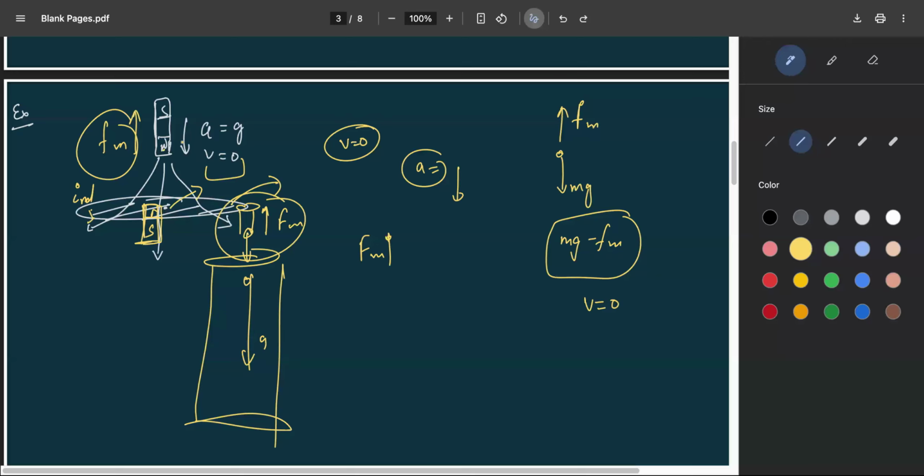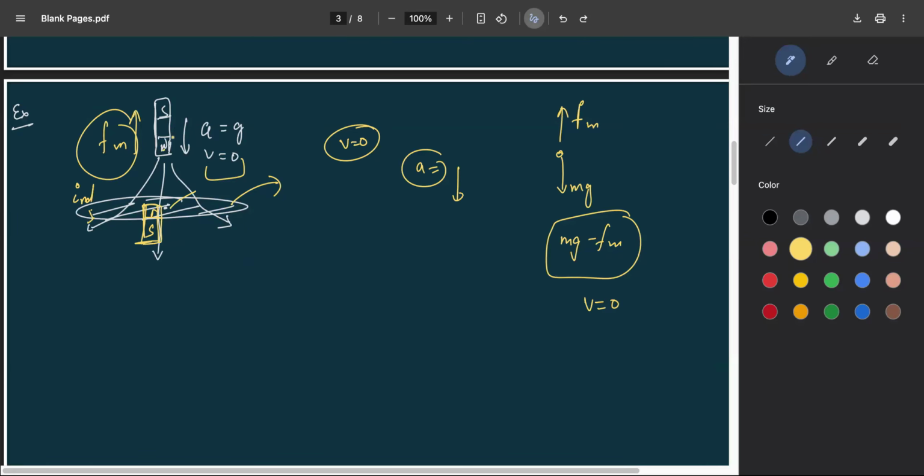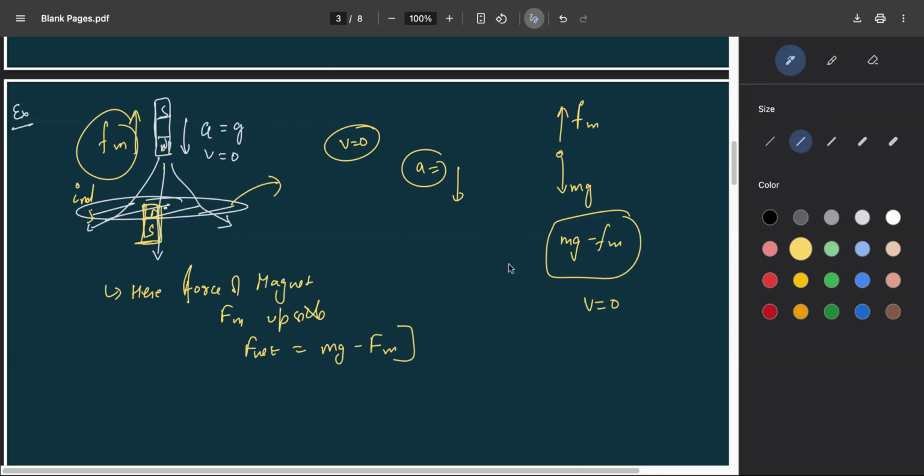But in this case, if the monopole is very strong, then it will stay upside. Otherwise, if the monopole is not that strong, then it will simply fall down, but the net acceleration will not be equal to 0. So here, force on magnet will be Fm upside. So Fnet will result in mg minus F magnetic force. This kind of thing is going to happen on the object. Clear?